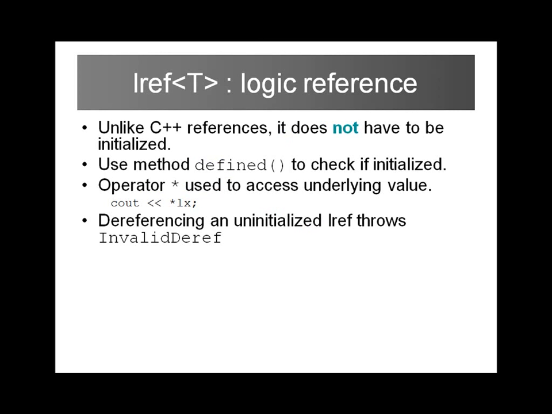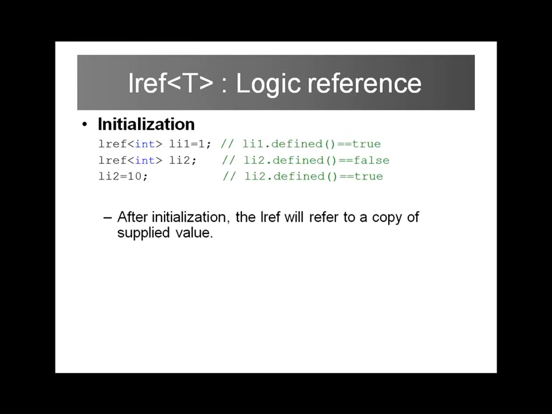We can check if the logic reference is currently initialized using the defined method. We can also use the star and the arrow operators on the logic references to access the underlying value. The logic references are basically implemented as smart pointers. If we dereference a logic reference which has not been initialized with a value, it throws an exception called invalid deref. There are three semantics of interest in the context of logic references. The first one is initialization, the second one is assignment, and the third is copy construction.